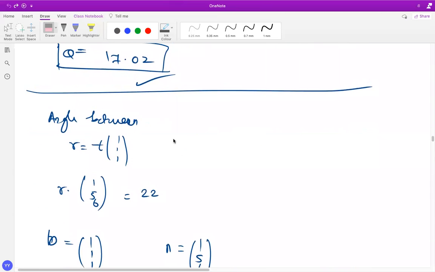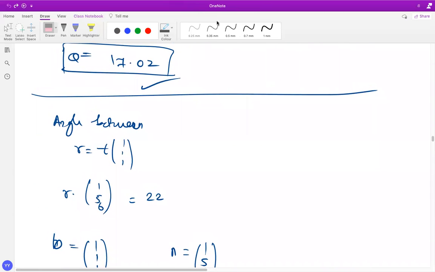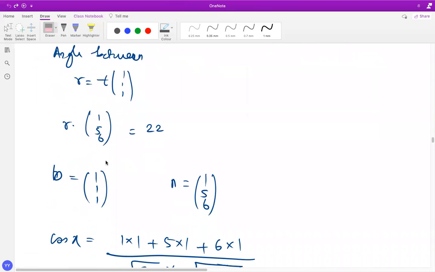Now, here is one more simple example for hands-on practice. If I have been asked to find the angle between r = t(1,1,1) and r·n = a·n, sometimes they give you this form as well. So this is your line and this is the plane. They don't say in the question that this is the line and this is the plane. You've got to figure that out.